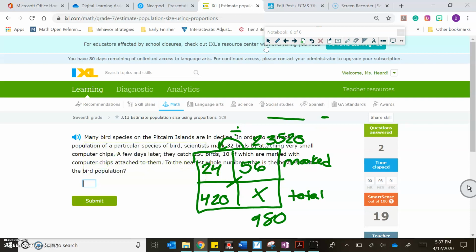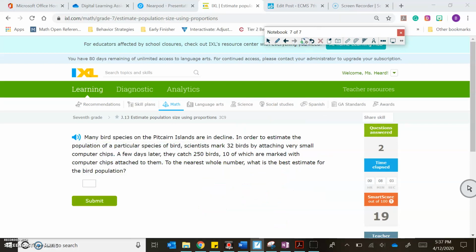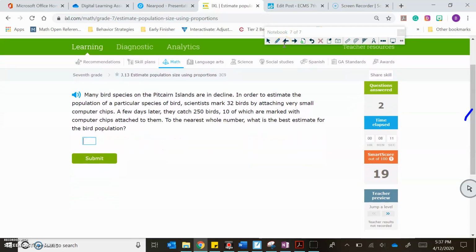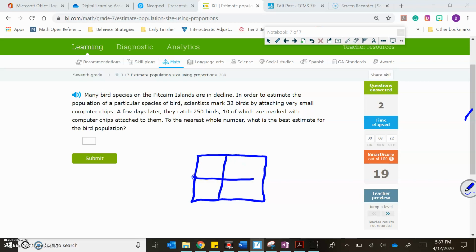All right, we'll do one more, and then I will leave you to do your own. Sorry guys, let me try to scroll down here. There we go. All right, we're going to start out this time by drawing our box. Now that I have it drawn, we're going to read my problem. And you can either label it part to whole or marked and total.